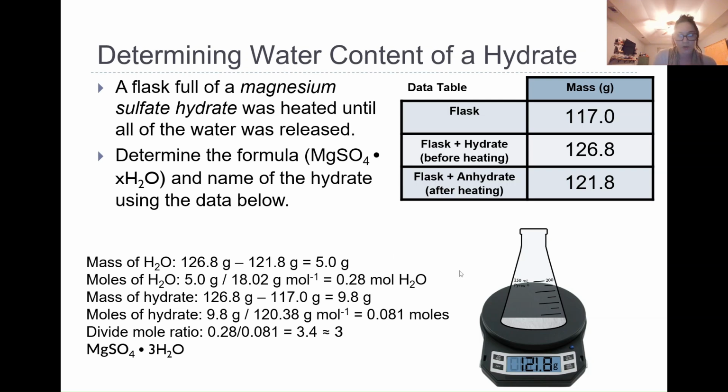So I divided the two mole values I got in order to get about 3.4, which we can round to approximately 3. So the stoichiometric coefficients of hydrates are always whole numbers. And when you're doing this experimentally, sometimes it's a little bit tricky to determine what the coefficient is. But in this case, it is 3 because magnesium sulfate trihydrate is a very common hydrate of this salt. So sometimes you have to do a little bit of research to look at the common hydrates that do form for these ionic compounds.